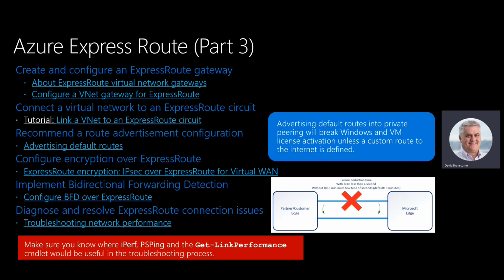ExpressRoute also supports what we call bidirectional forwarding detection, or BFD. That is supported on both private and Microsoft peering. So when you enable bidirectional forwarding detection on ExpressRoute, you can actually speed up the link failure detection between Microsoft Enterprise Edge devices and the routers that your ExpressRoute circuit gets configured with.